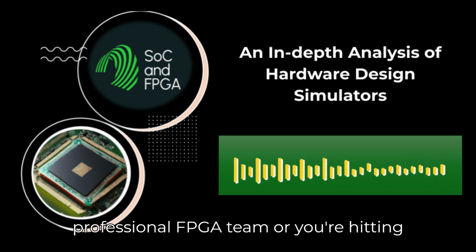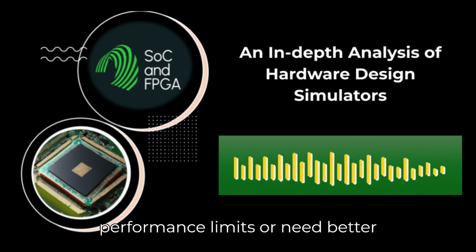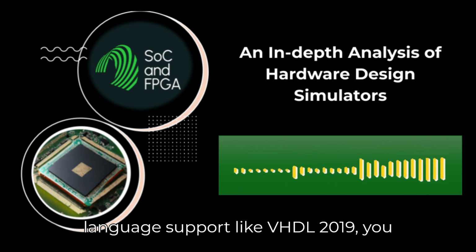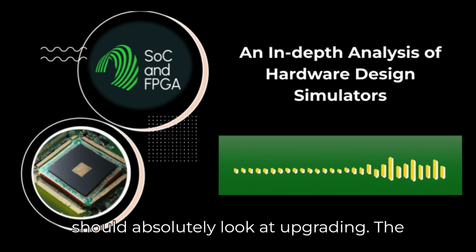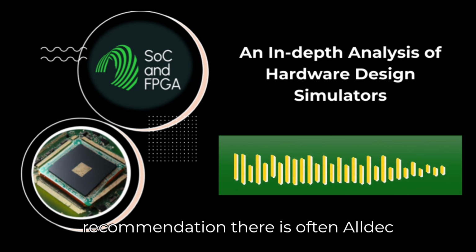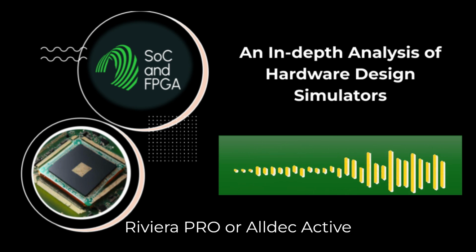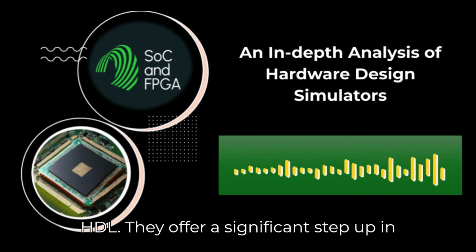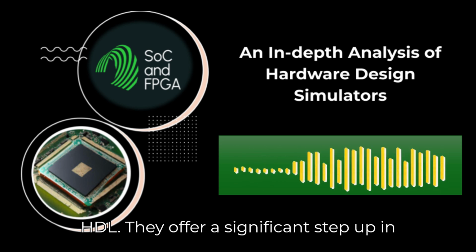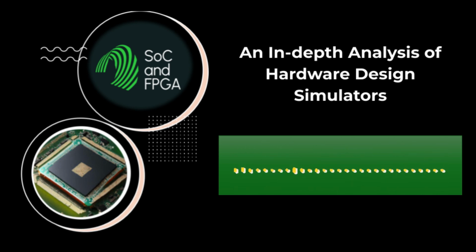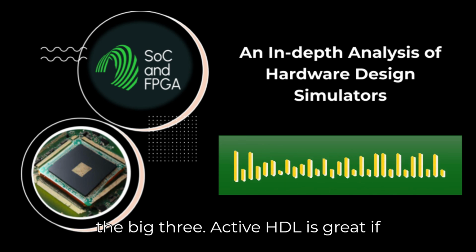However, if you're a professional FPGA team, or you're hitting performance limits, or need better language support like VHDL 2019, you should absolutely look at upgrading. The recommendation there is often Aldec Riviera-PRO or Aldec Active-HDL. They offer a significant step up in speed, features, and language support, but at a much more accessible price than the big three.